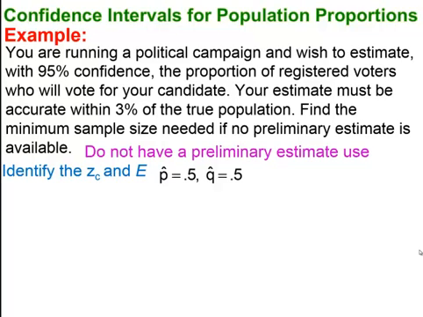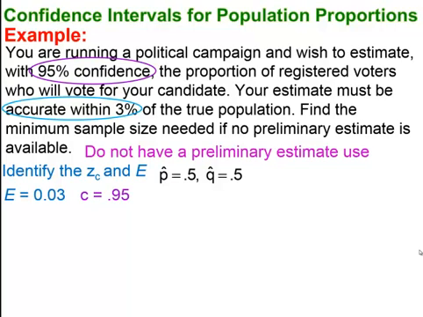So we're going to find the critical value for your level of confidence here, which is 95%. And our error in this case is that 3%. Make sure you convert that 3% to a decimal, and that decimal would be 0.03. So make sure you're converting it correctly. Your level of confidence here is 95, so your confidence level is 0.95.